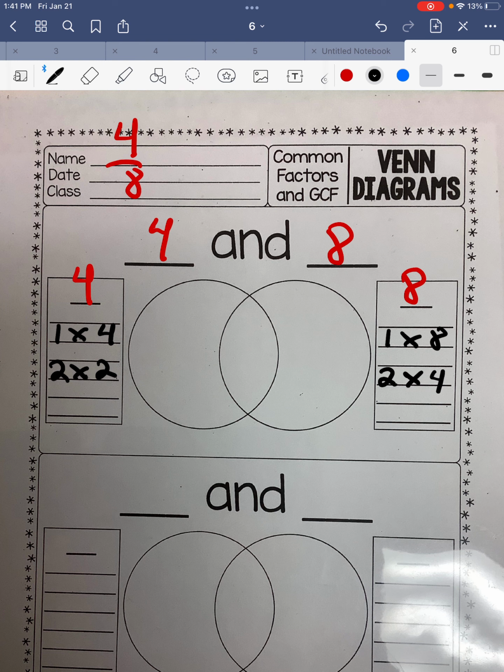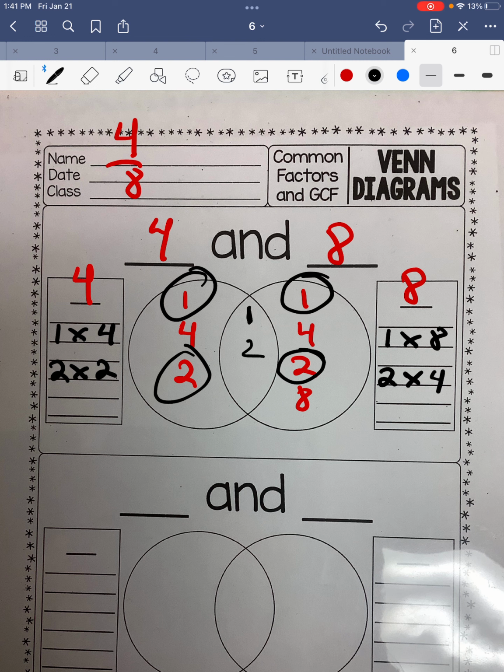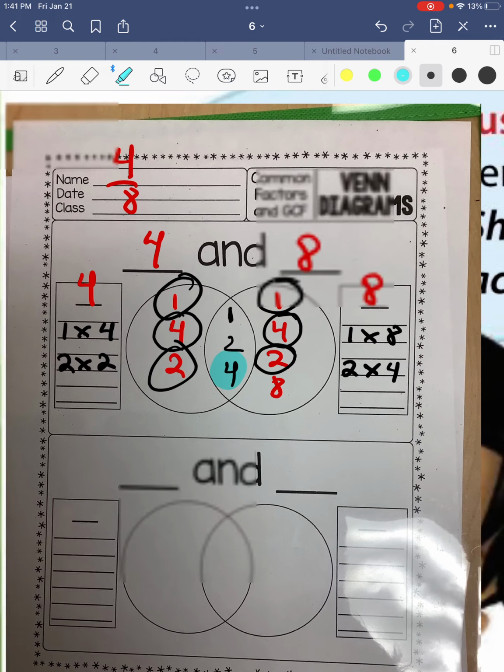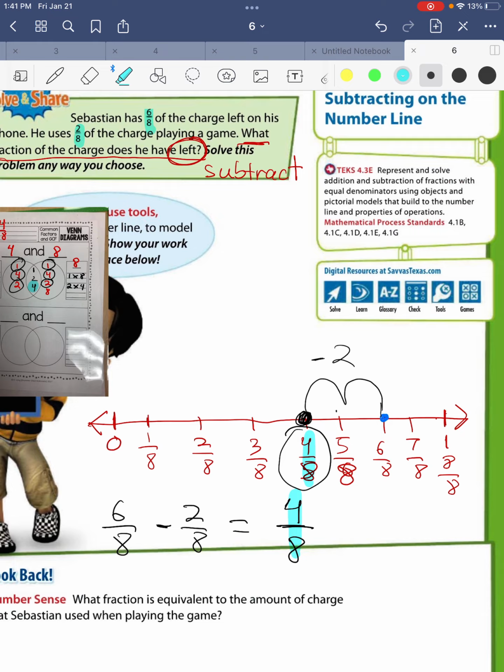Then I want to put my numbers in the circle. So I have 1, 4, 2. For 8, I have 1, 4, 2, 8. Okay? Now in the middle, I have to see what numbers they have in common. They both have a 1. Okay? They both have a 2. And they both have a 4. Now I have to see what's the biggest number they have in common. That's 4. So I know that 4 over 8, I can divide it by 4.